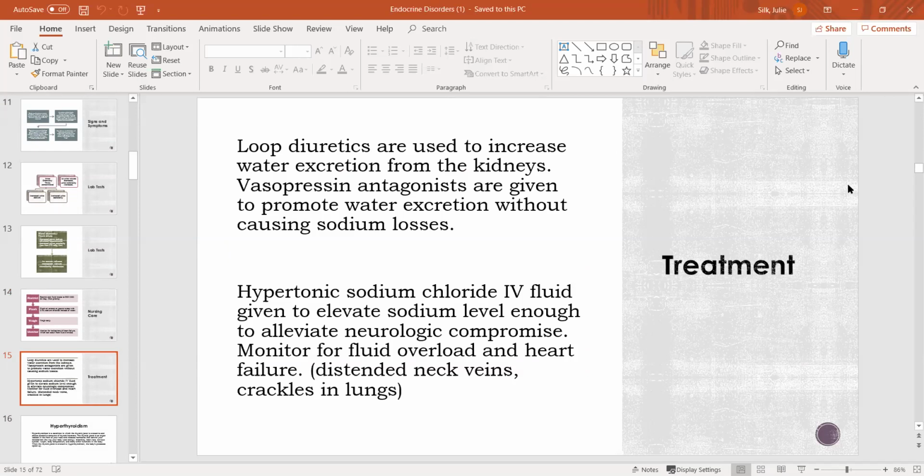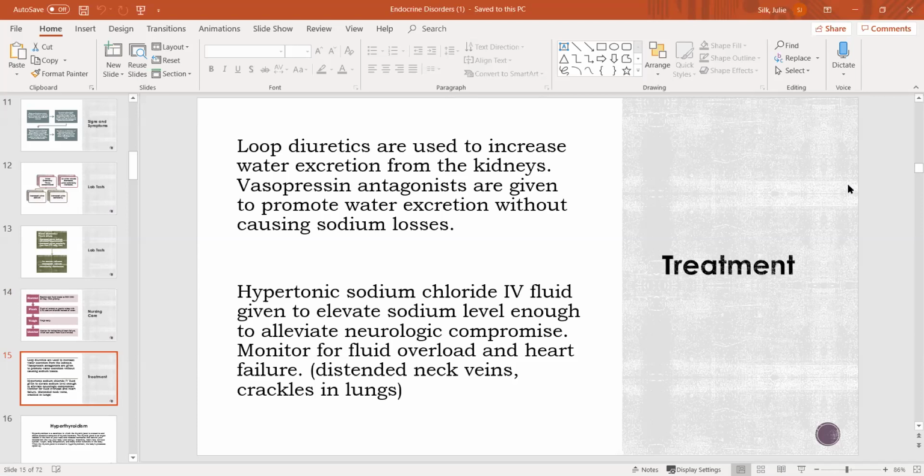We are going to probably give them loop diuretics, like Lasix. This is going to help get rid of some of that fluid, so it's going to make the kidneys excrete some of that water. And then we're going to give them a vasopressin antagonist.